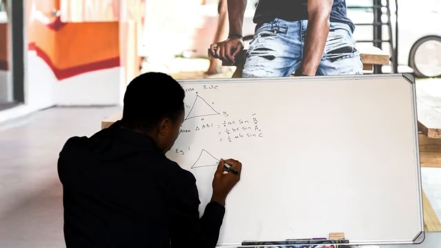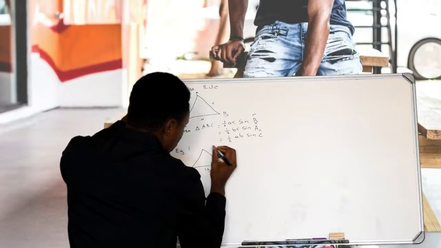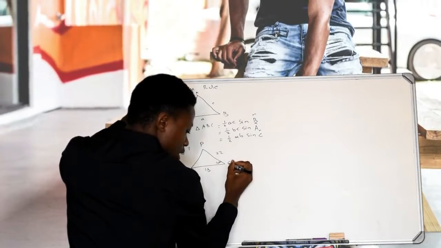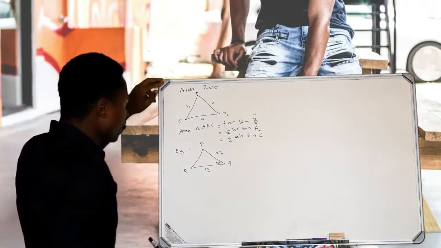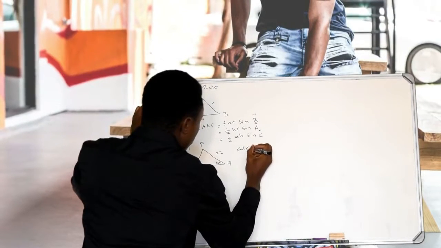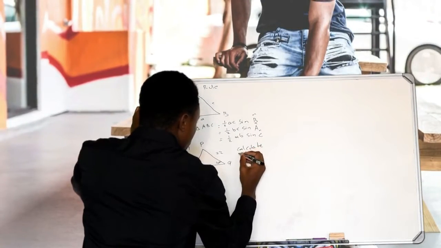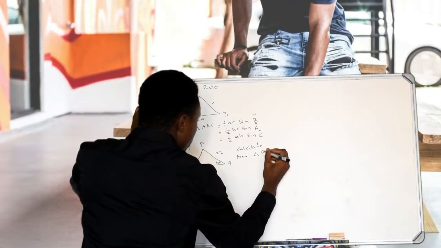Okay, this is 10 degrees and they gave you the side is 13 and the other side is 22. This is P, Q, and that is R. And then it says calculate the area of triangle PQR.